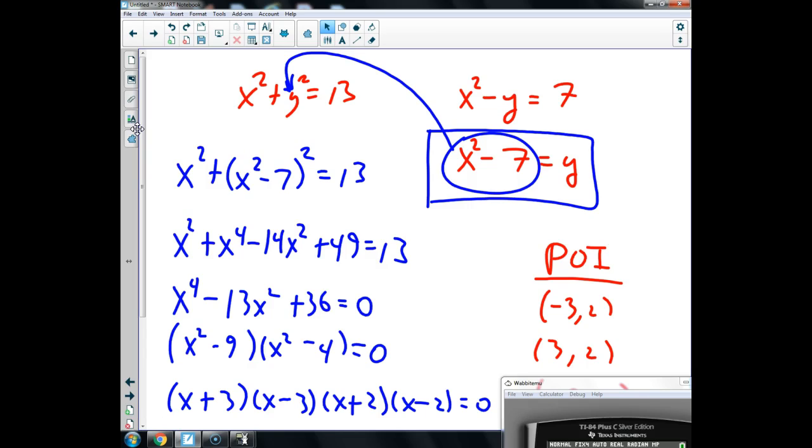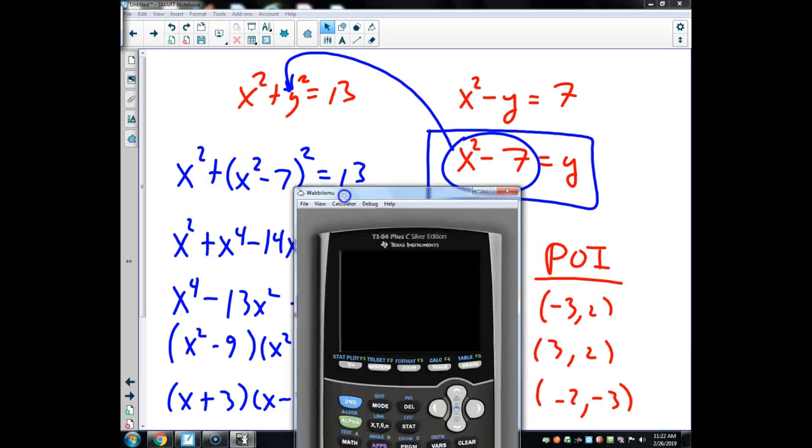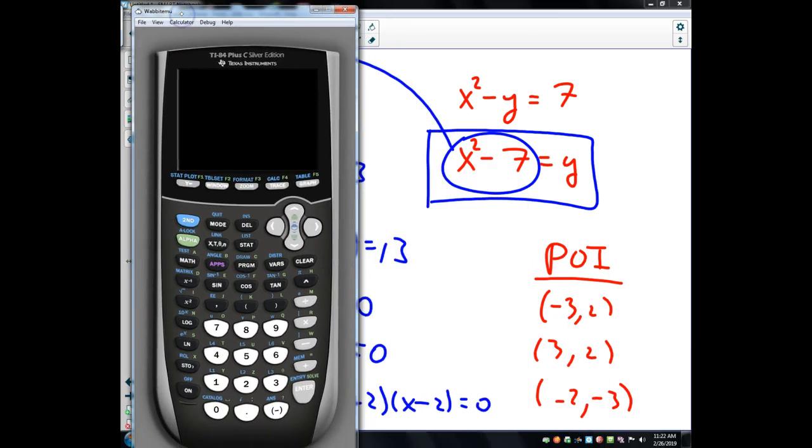So what is y? If x squared plus y squared is 13, subtract x squared, you get 13 minus x squared. That's y squared, square root that. You get plus or minus the square root of 13 minus x squared, the top half and the bottom half. If you're in function mode, you've got to split it up because the circle's not a function, right? And then x squared minus 7. Okay, so let's graph all of that and see if we get 4 points of intersection, and in fact the 4 points we just listed.